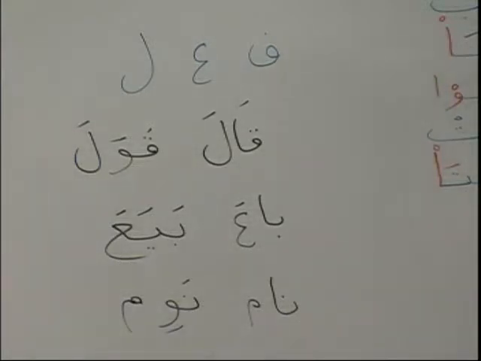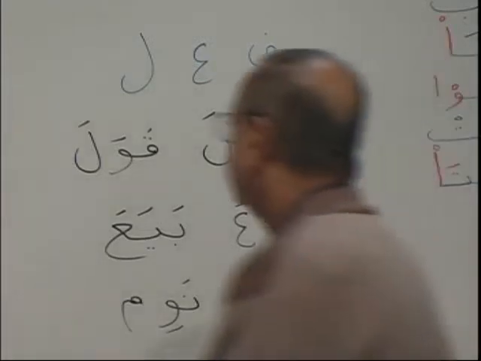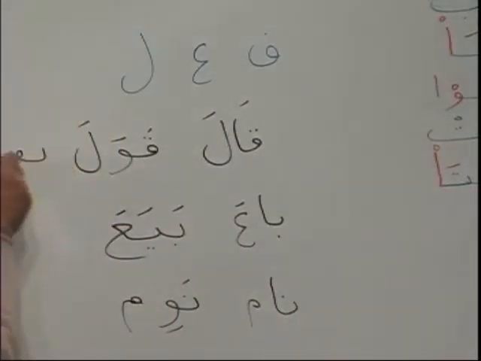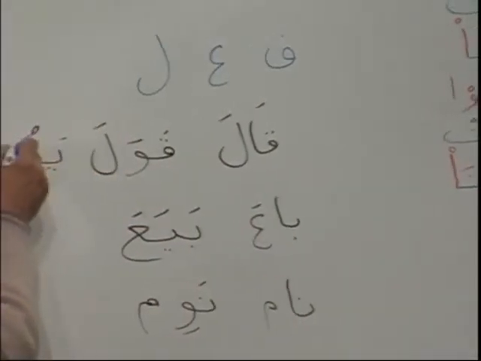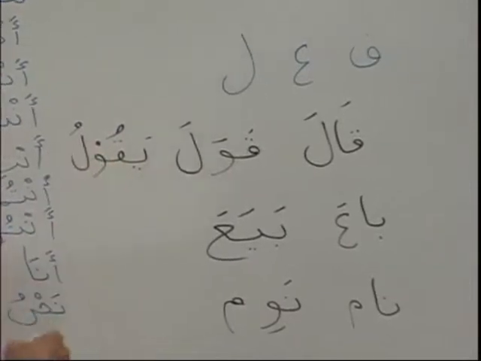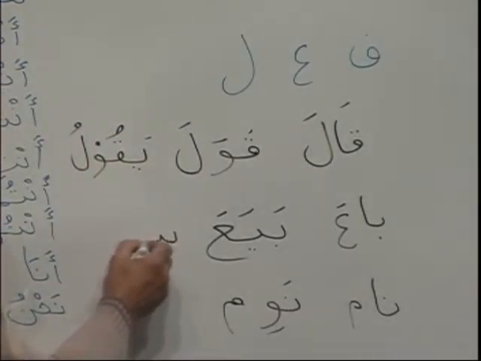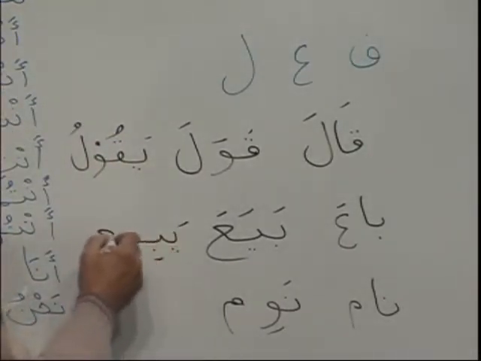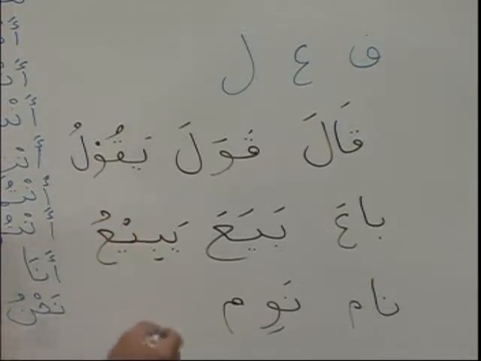So, qāla becomes yaqulu. Okay? I will write it down, brother. Ya, qu, lu. Bāʿa becomes ya, bi'u. And nāma becomes ya, na, mu. Are you with me, brothers and sisters?